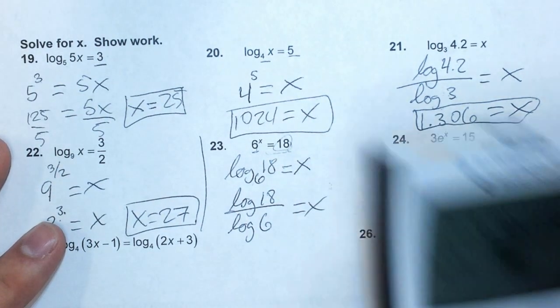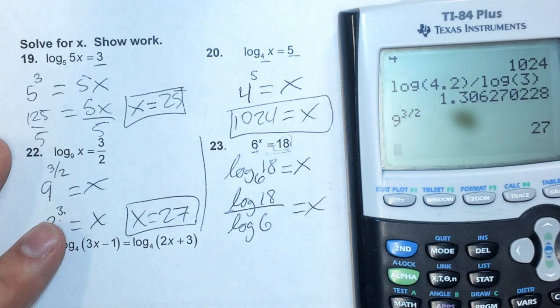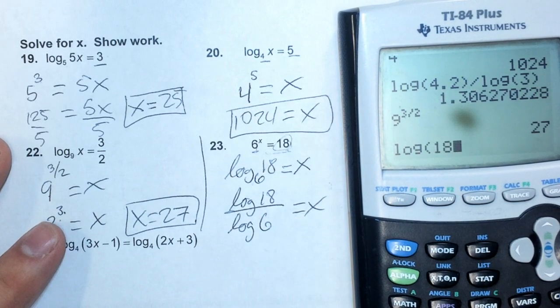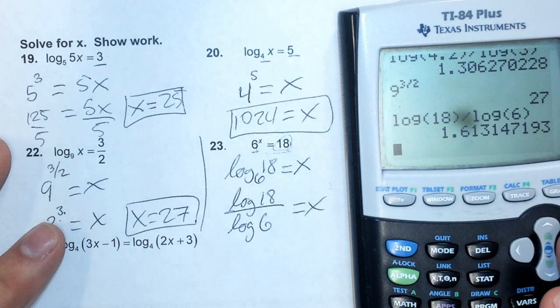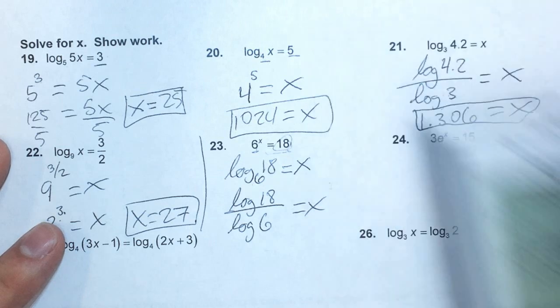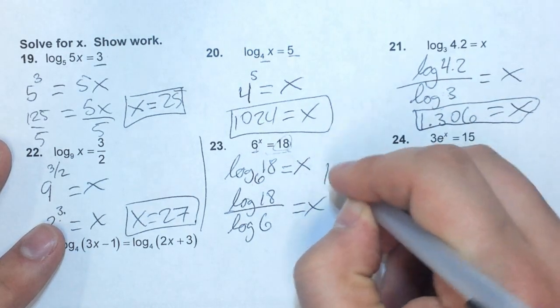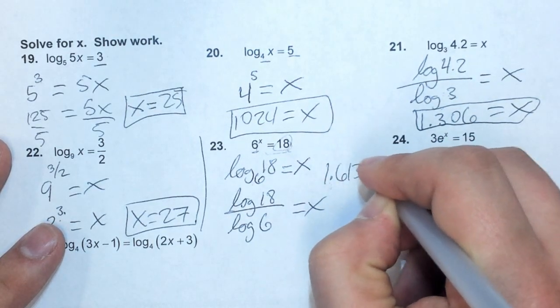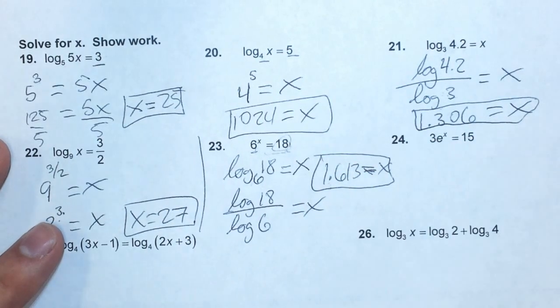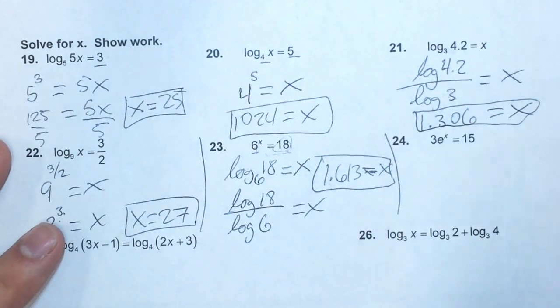And then that is definitely a calculator portion there. So log of 18 divided by log of 6. Okay. 1.613. 1.613 equals x. Okay? So there's that one.